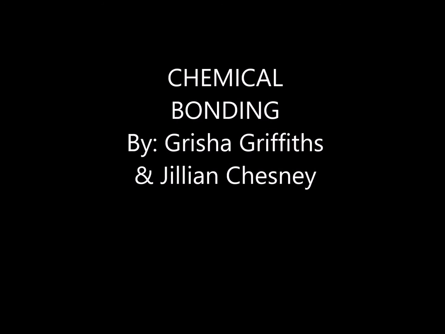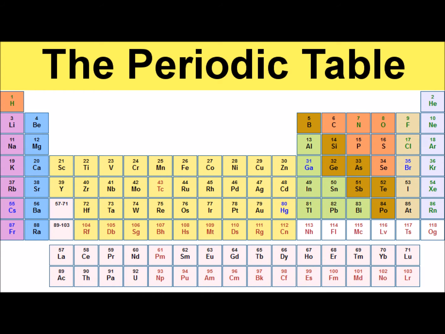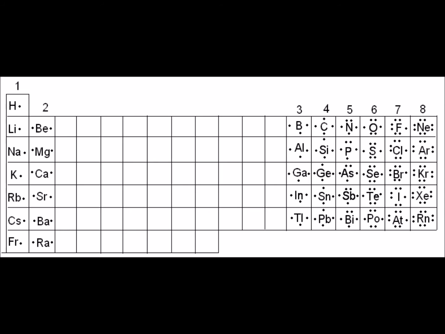Chemical bonding is the formation of compounds between elements. Elements can be found on the periodic table of elements, which was arranged by a Russian man named Dmitry Mendeleev in 1869. An important part of understanding chemical bonding is knowing how many valence electrons an element has.